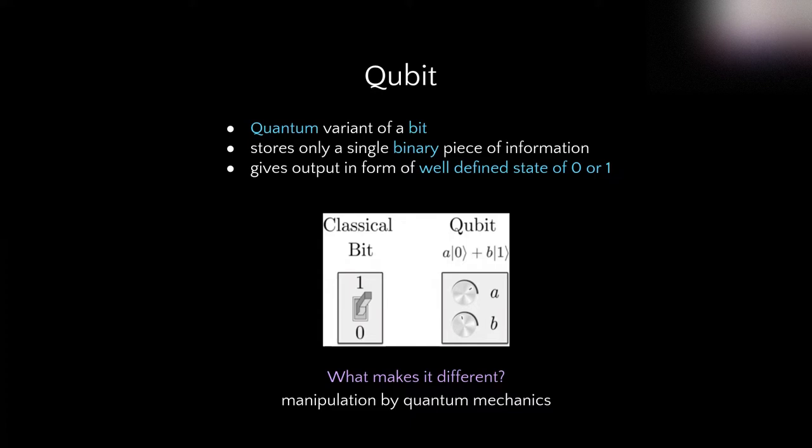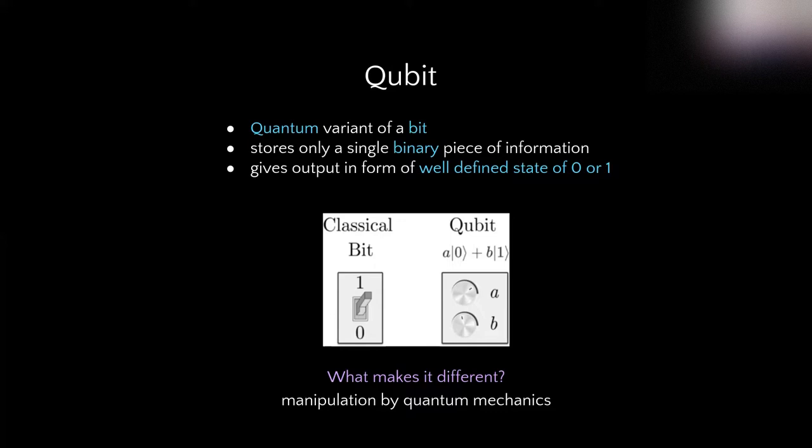A qubit stores binary information just like the classical bit. Here, bit stands for binary and Q stands for the quantum version of it. And it gives the output in the well-defined state of 0 and 1 only. So when we measure a qubit, we get 0 or 1, just like the classical bit.